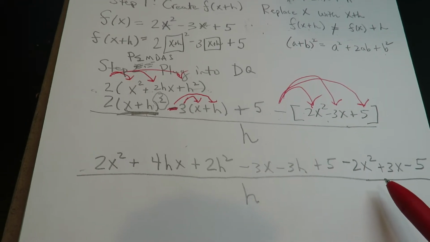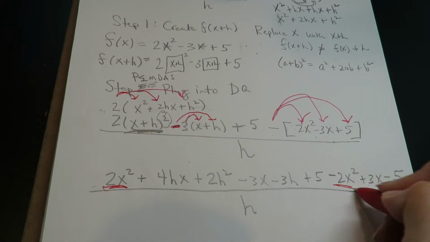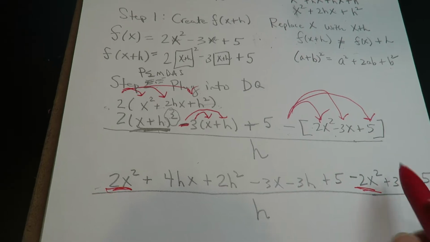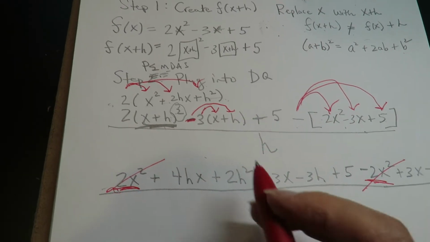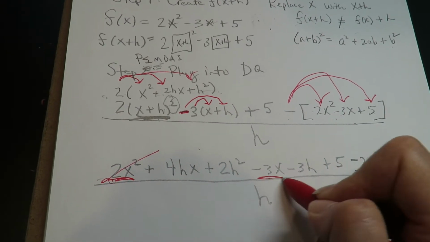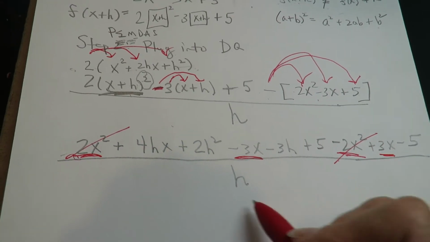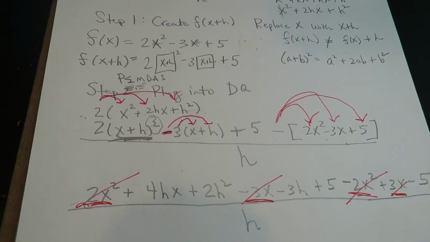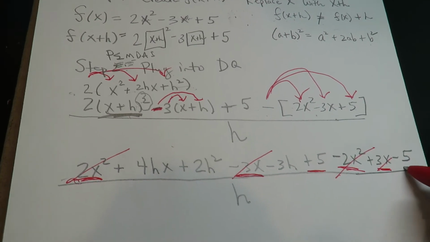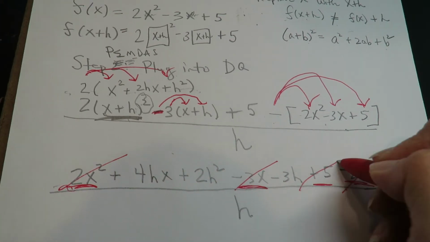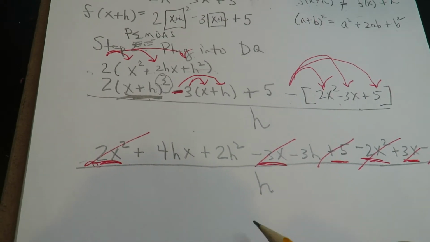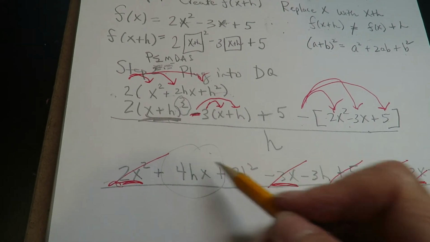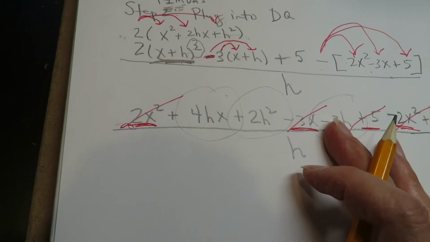Okay, so now let's combine like terms. This and this are like terms, but they're equal with opposite signs, so they cancel out. This and this are like terms, equal but opposite signs, so this will cancel out. And then you also have a +5 and a -5, so that will cancel out. If you've done it correctly, everything left will have an h in it, so you'll notice everything left has an h in it.